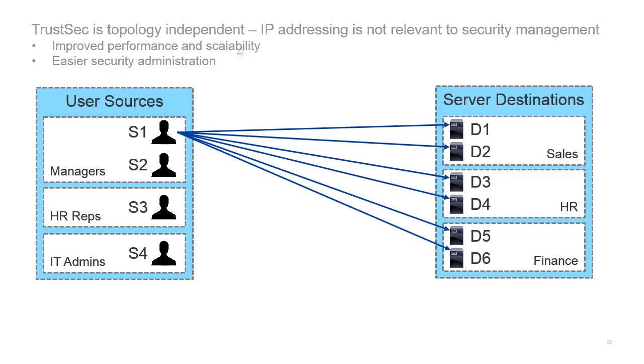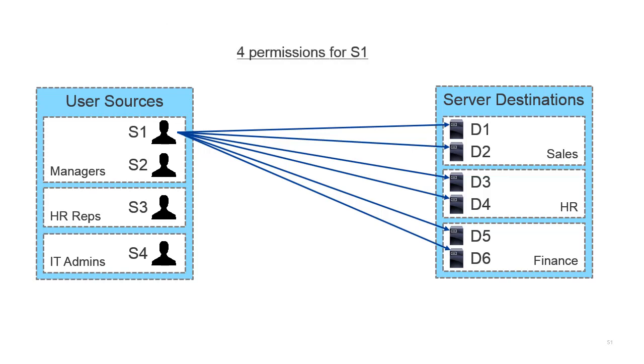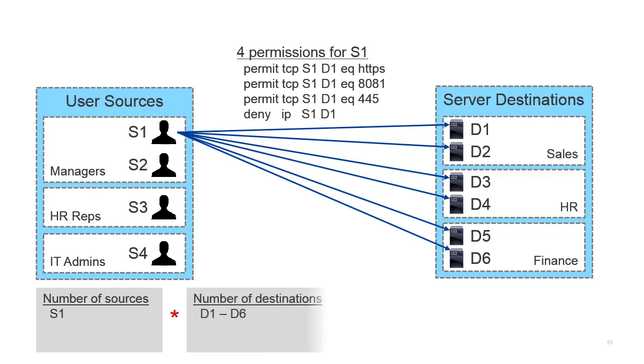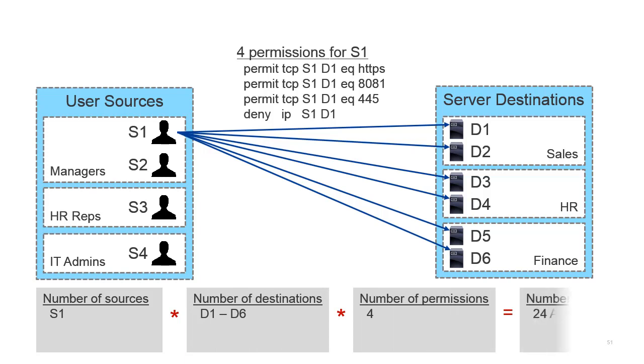Now, 4 permissions are required. They must be able to use HTTPS, port 8081, and port 445. All other traffic to these destinations should be denied. So, to ensure that the S1 sources can access all 6 destination ranges, with the 4 permissions, will require you to create 24 access control entries, or ACEs, in your access control list.